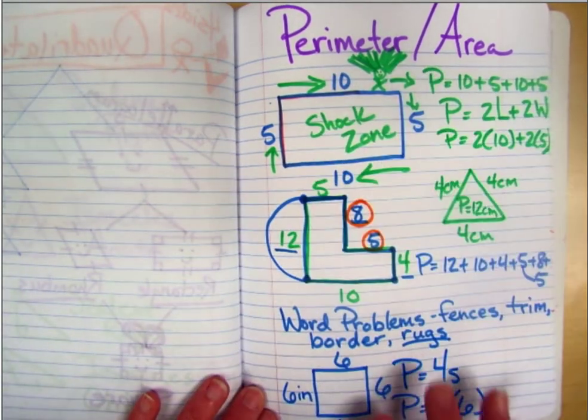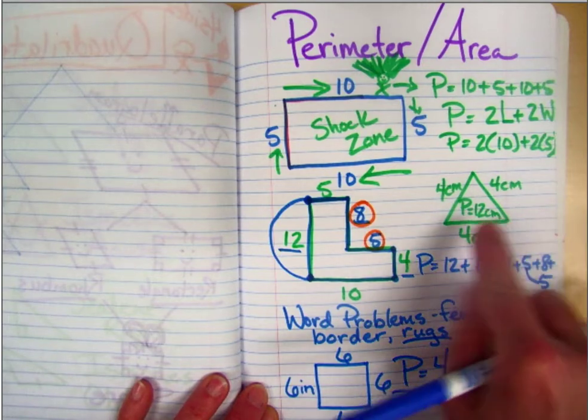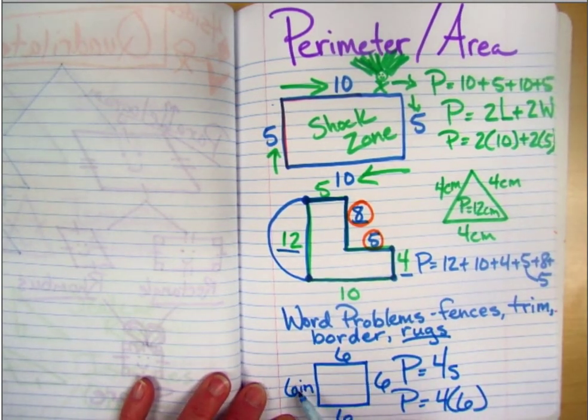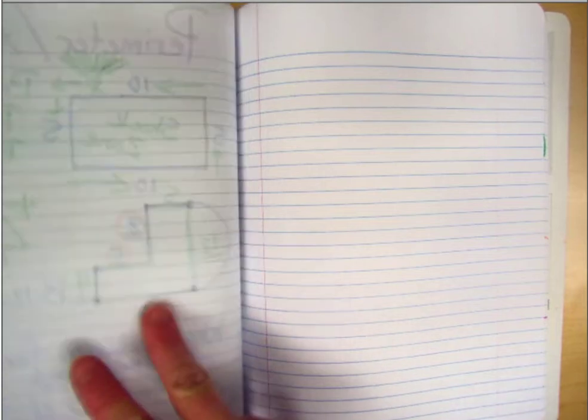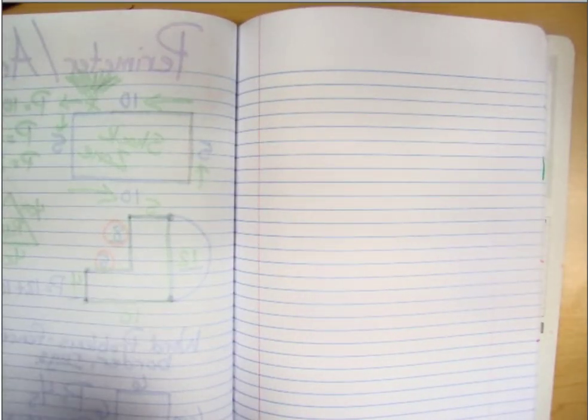So this is kind of what you're going to see. Every once in a while you'll have a wonky shape, but most of the times it's rectangles and squares. But just remember, when you're doing perimeter of a square, you're doing the same number 4 times. With area, it's a little bit different, but it's almost easier.